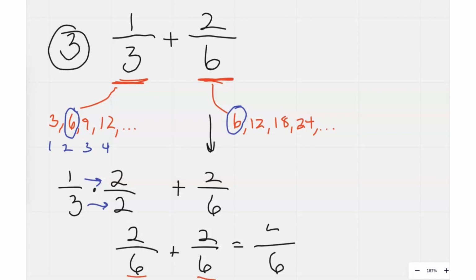Now we can simplify this. You probably noticed that 4 and 6 are both even numbers, so both divisible by 2. So this results in 2/3 as our final answer in simplest form.